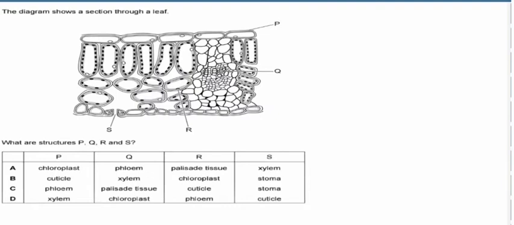The next one. The diagram shows a section through a leaf. So we have P, which is called the cuticle.